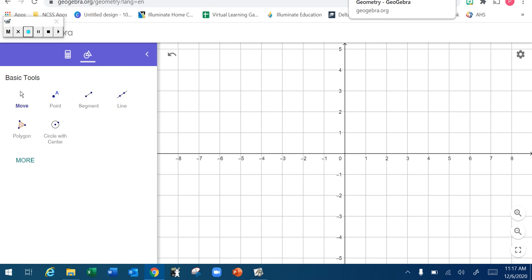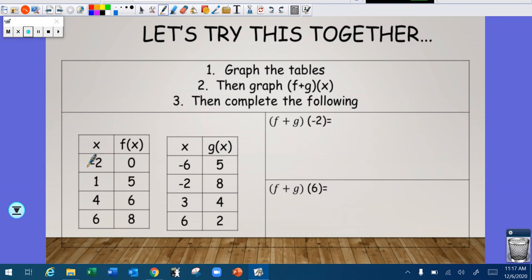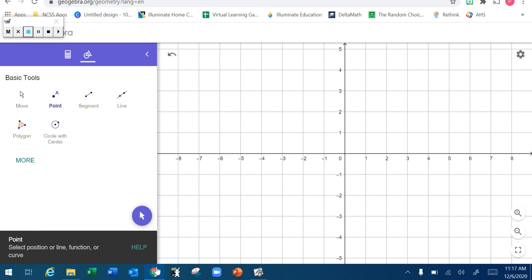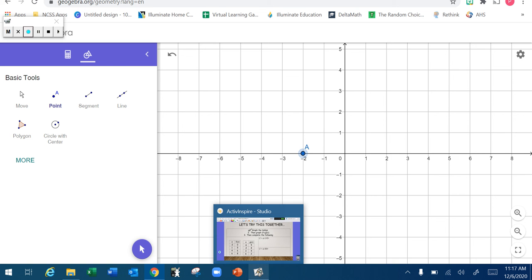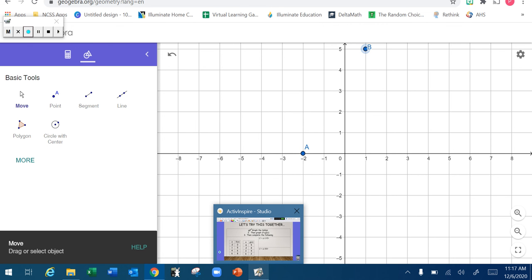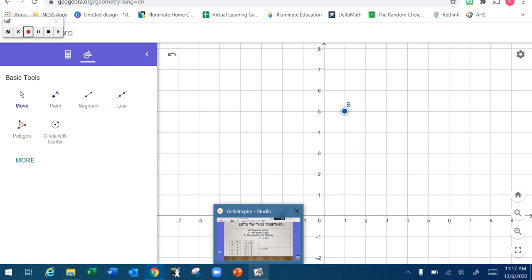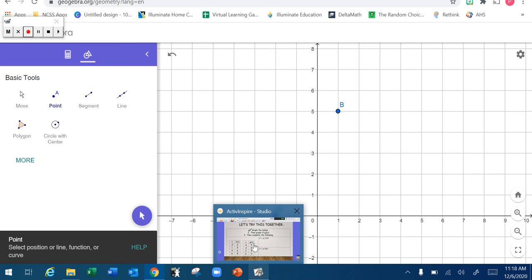So I am going to graph the points from this table onto GeoGebra. The first thing, -2, 0. I'm going to click on where it says point. That's -2, 0. The next point is 1 and 5. Oh, wait a minute. If you need to move a point around, then you just push the move button and move it where it needs to go. The next point is 4 and 6. If you need to move your grid, like what I'm having to do so I can see it, I just push the move button and then I drag it down. And I'm going to push on point again.